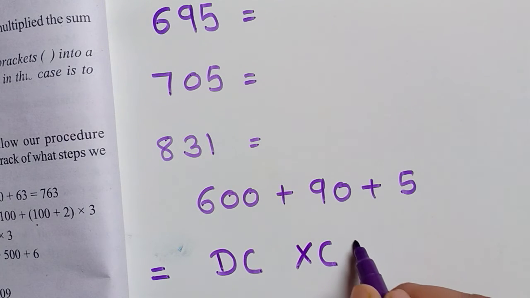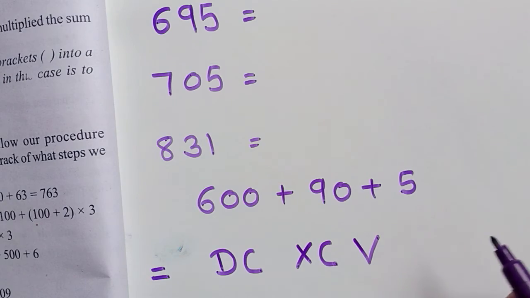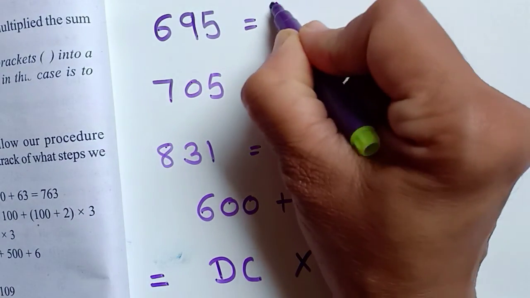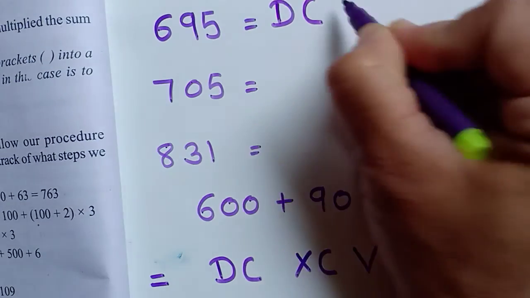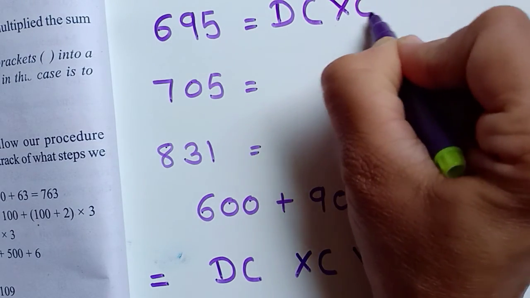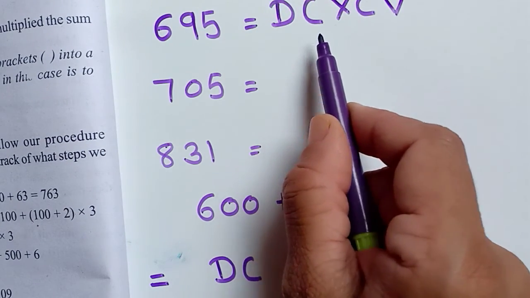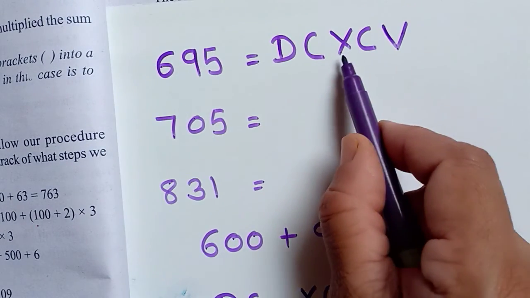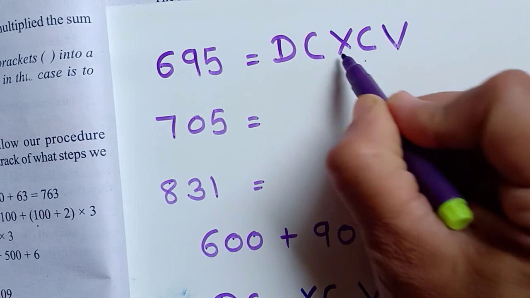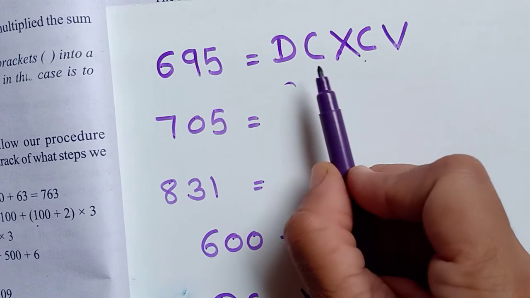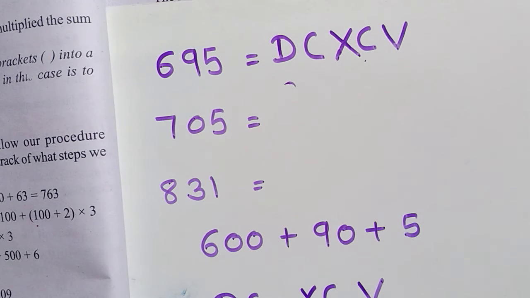And for 5, we have V. So, how to write 695 is D, C, X, C, V. This is 600, this is 90, and this is 5. So DC, X, C, V, it is 695.